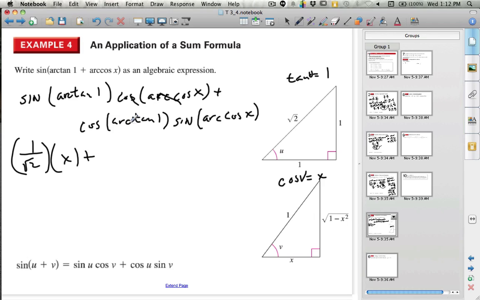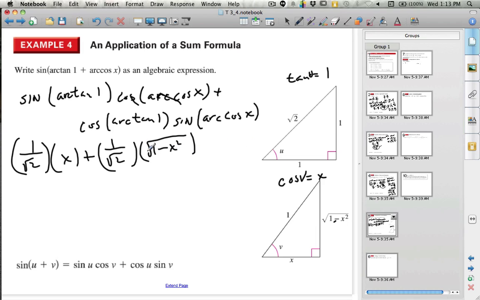Plus the cosine of arctan 1, so the cosine would be adjacent over hypotenuse, so that's also 1 over radical 2, times the sine of arc cosine x. So the sine would be this side, which we found from the Pythagorean theorem is the square root of 1 minus x squared over 1, right, opposite over hypotenuse. So that's just going to be the square root of 1 minus x squared.